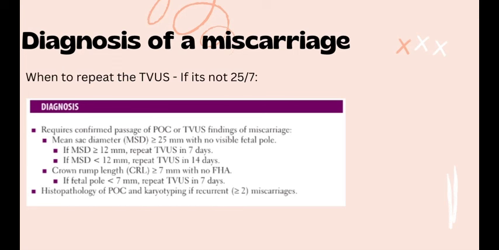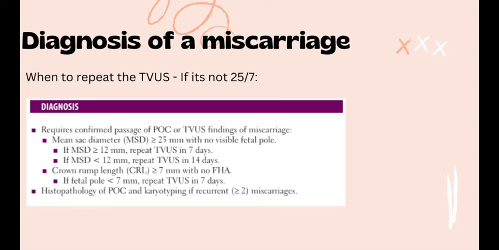There's a few other situations that are probably a little bit lower yield to know, but they're in prompts about when to repeat a transvaginal ultrasound. So for instance, if you don't meet that 25/7 criteria we've talked about previously on the last slide, and the mean sac diameter is greater than or equal to 12 millimeters, it's not at 25 yet, so you repeat it in 7 days. However, if the mean sac diameter is less than 12 millimeters, you will repeat it in 14 days. And for crown rump length, if it's less than 7 millimeters, then you repeat it in 7 days.